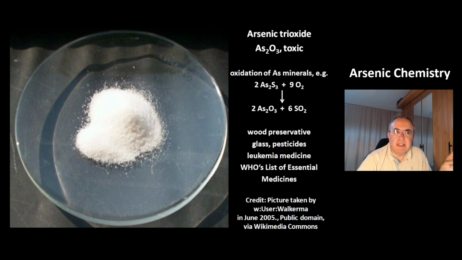This is the compound arsenic trioxide, As2O3. It is known to be toxic. It can be made by oxidation of arsenic minerals, for example, arsenic sulfide plus oxygen makes arsenic trioxide plus sulfur dioxide. This compound can be used as a wood preservative, in the glass industry, for pesticides, and as a leukemia medicine. That's why arsenic trioxide made it into the list of essential medicines of the World Health Organization.